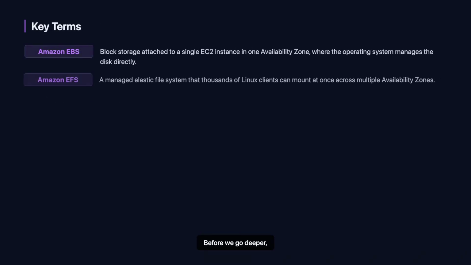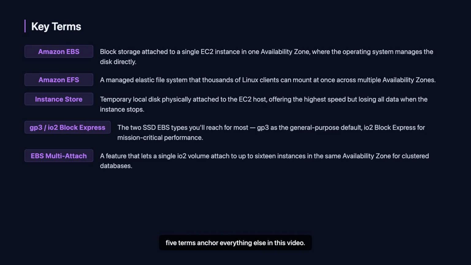Before we go deeper, 5 terms anchor everything else in this video. Amazon EBS is block storage that attaches to one EC2 instance in a single availability zone. The operating system treats it like a directly attached disk. Amazon EFS is a managed file system that thousands of Linux clients can mount simultaneously, spanning multiple availability zones. Instance store is local disk built into the physical host, the fastest option you can get, but every byte disappears the moment that instance stops.